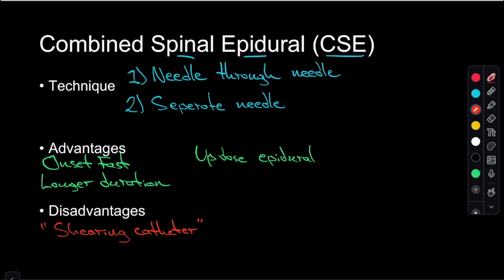The other disadvantages of doing a combined spinal epidural anesthesia are pretty intuitive. So it can take more time because you're having to do two procedures, or like 1.5 if you're using the combined needle through needle technique. It can be more technical just because you're performing two procedures, and then it can be more invasive because you're having to do two procedures.